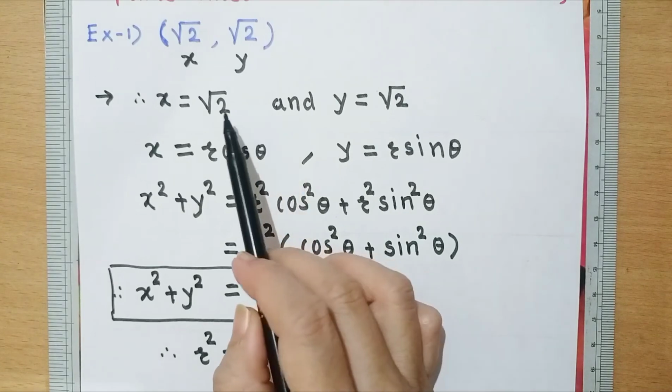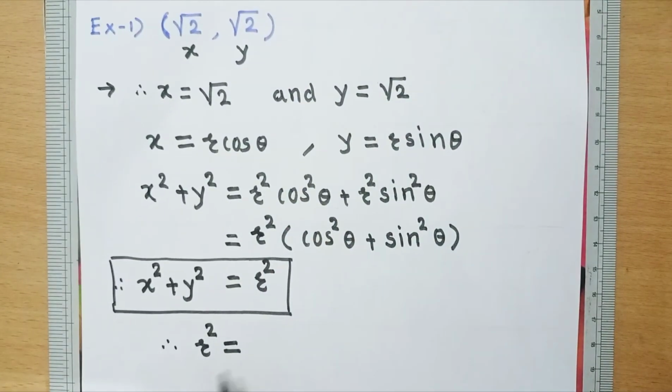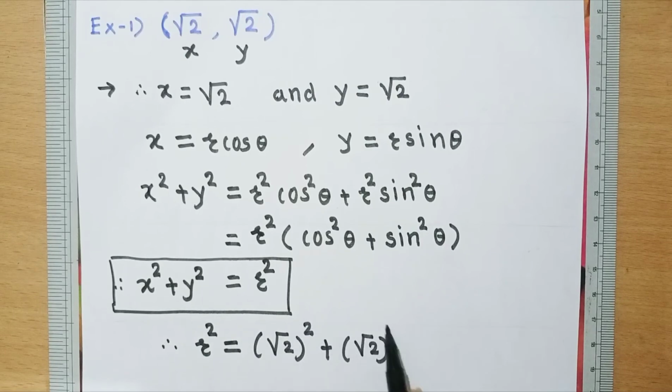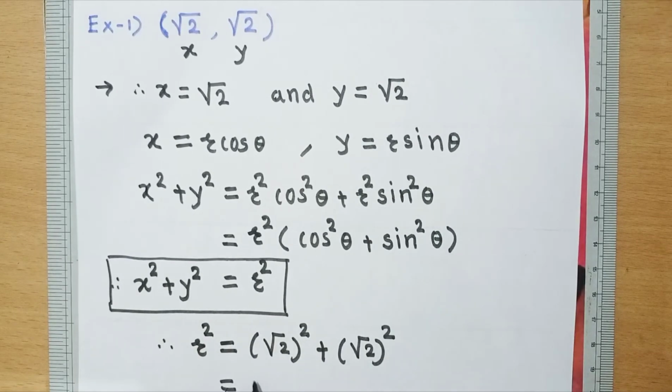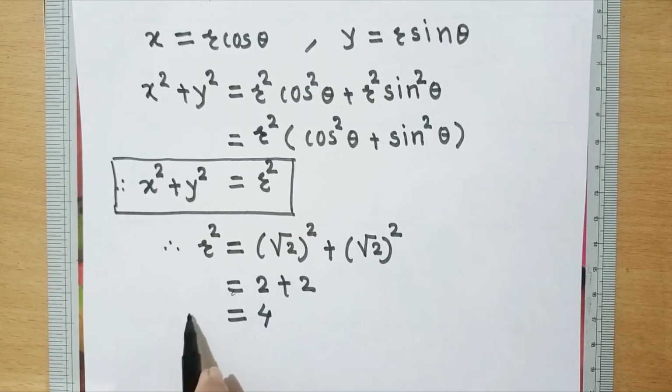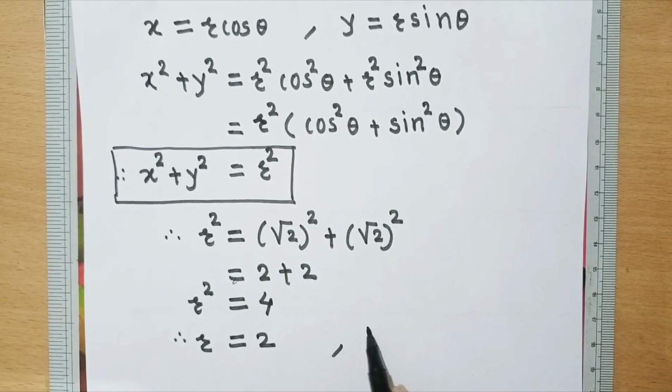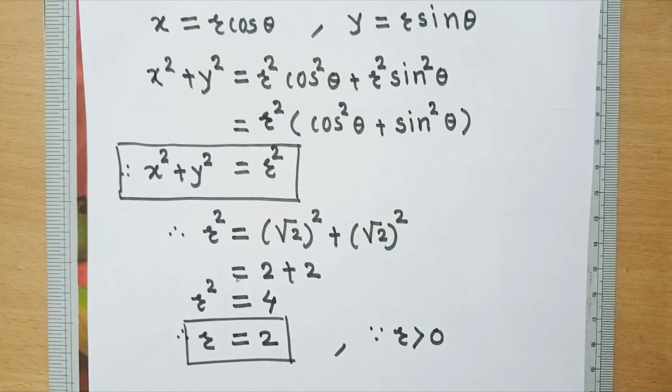Substitute x and y, which are root 2 and root 2 here. So we have root 2 square plus again root 2 square, and that is equal to 2 plus 2, 4. Now taking square root, and therefore r is equal to 2. Consider positive value since r is greater than 0. So this is the first value.